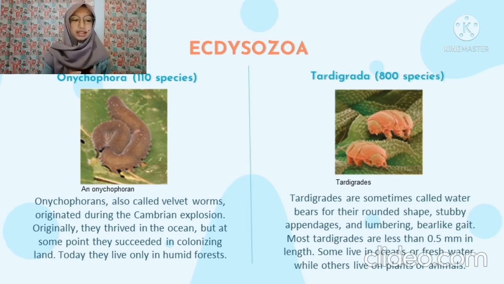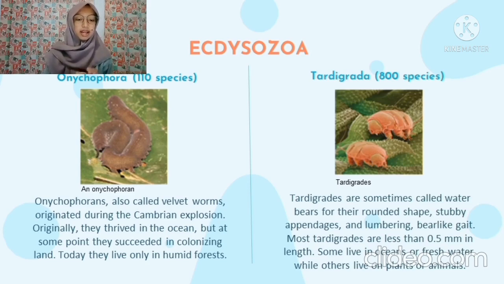Okay, the first ecdysozoan is Onychophora. There are 110 species of Onychophora in the world. Onychophora, also called velvet worms, originated during the Cambrian explosion. Originally, they thrived in the ocean, but at some point they succeeded in colonizing land. Today, they live only in humid forests.